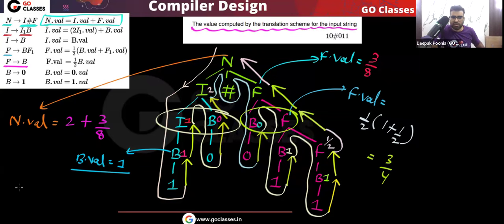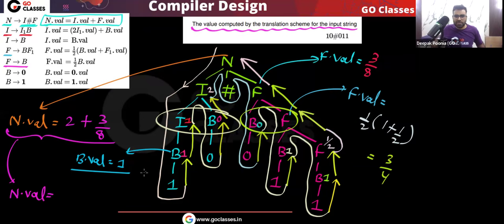for the input string. So finally, what will be your answer? N dot value will be equal to 2 plus 3 by 8. You can take your calculator and calculate. So let me see, 3 divided by 8 plus 2. So we got this value, that is 2.375. Okay, this is your answer. I hope you understood. Very easy, right? This question is very easy. I hope you understood the complete analysis that we have seen so far.